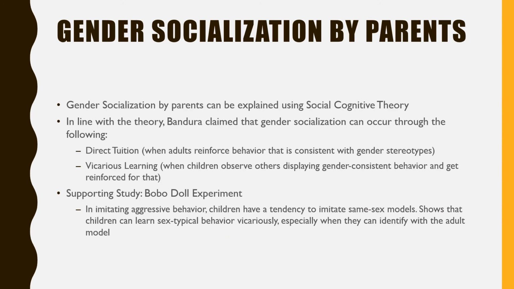And then gender socialization by parents. Obviously, parents are a huge factor in the gender socialization of the child, and this is connected to social cognitive theory. In line with Bandura, he claimed that gender socialization can occur through either what is called direct tuition, where adults reinforce behavior that is consistent with gender stereotypes, or vicarious learning, where children observe others displaying gender consistent behavior and get reinforced for that. We're going to look at the Bobo doll experiment, but in imitating aggressive behavior, children had a tendency to imitate same-sex models. So even in Bandura, this is a part of the socialization of gender that is occurring here.